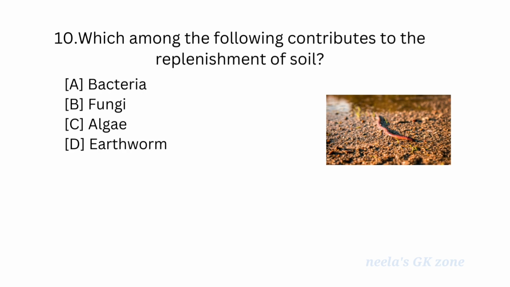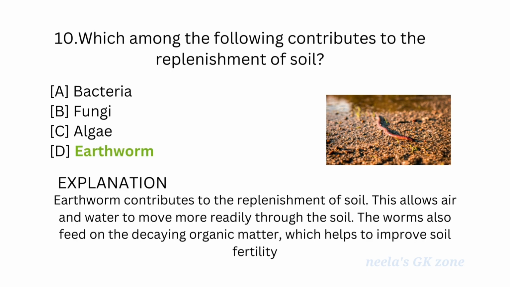Which among the following contributes to the replenishment of soil? And the answer is earthworm. And the explanation is earthworm contributes to the replenishment of soil. This allows air and water to move more readily through the soil. The worms also feed on decaying organic matter, which helps to improve the soil fertility.